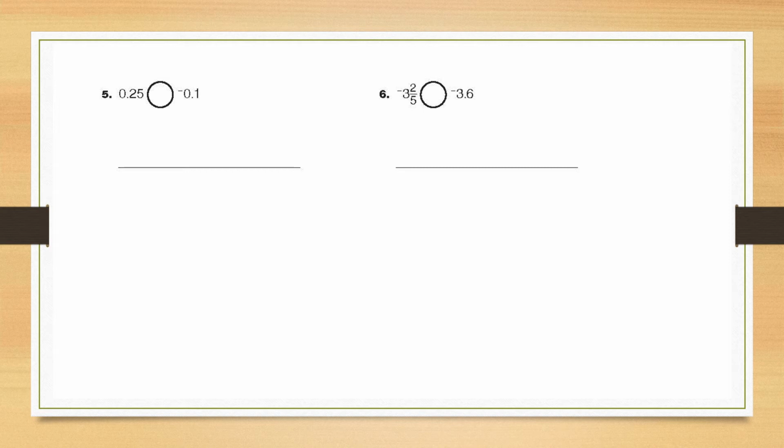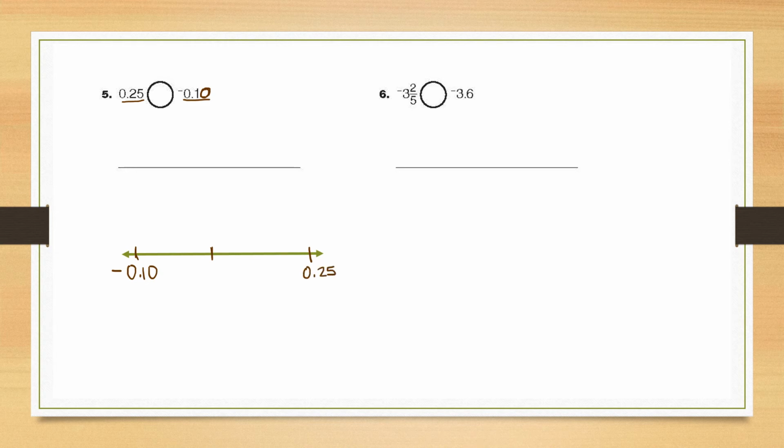Question number 5. 25 hundredths compares to negative 1/10. Now, to help me, I'm actually going to make this also hundredths. So I have 25 hundredths compared to negative 10 hundredths. I'm going to put this on the number line. So I have negative 0.10, and here I have 0.25.